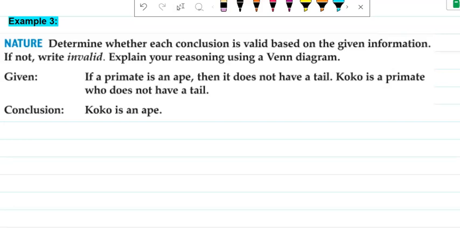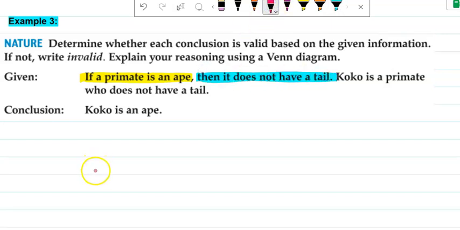Determine whether each conclusion is valid based on the given information. If not, write invalid. So if a primate is an ape, then it does not have a tail. Coco is a primate who does not have a tail. Coco is an ape. Okay, interesting. So our first sentence sets us up that we have apes. If a primate is an ape, then it does not have a tail.